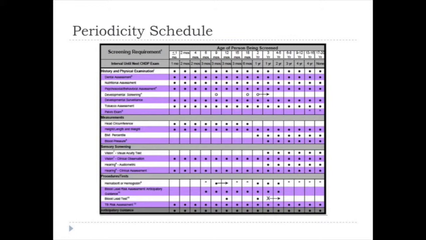Let's look at an example of how to use the periodicity schedule. First, you will determine which age category the child fits in. For example, if a child is 19 months old, he falls into the 18-month column, as he is not yet 2 years of age. Now you can look at all the screenings required for this age group. As you can see, the child's next exam is in 6 months.